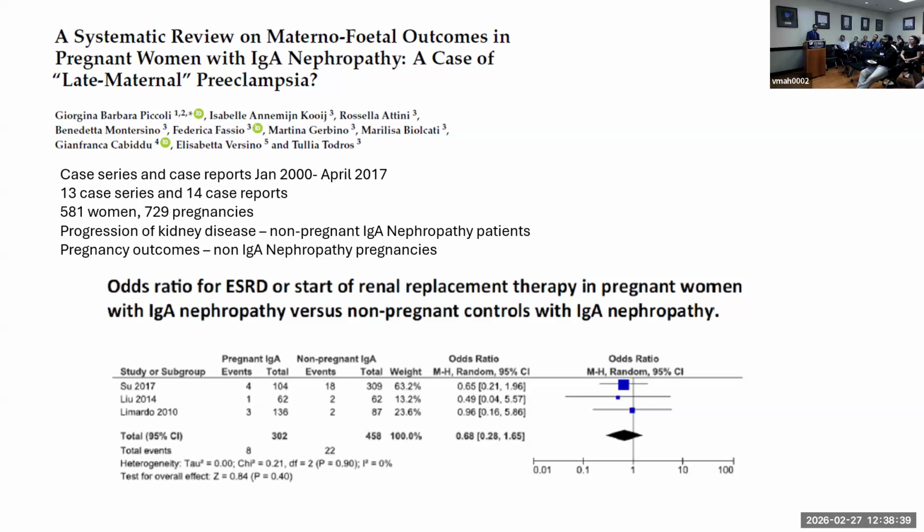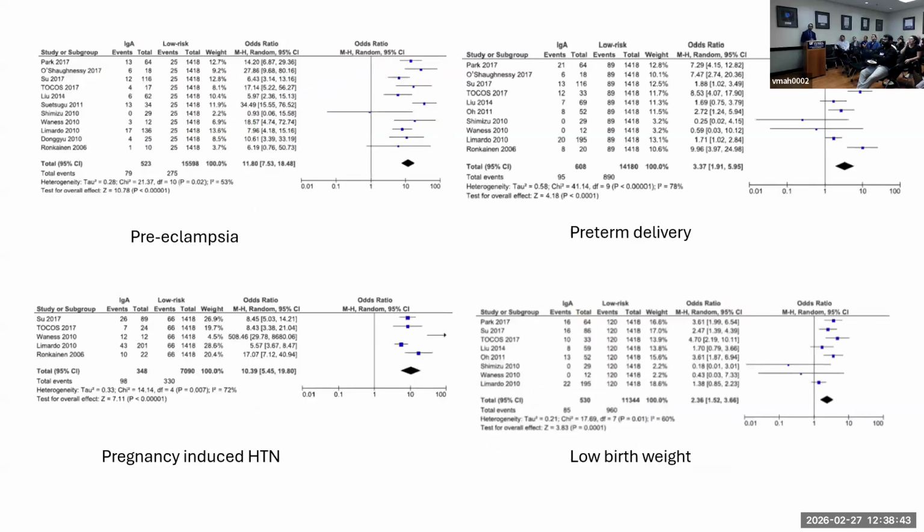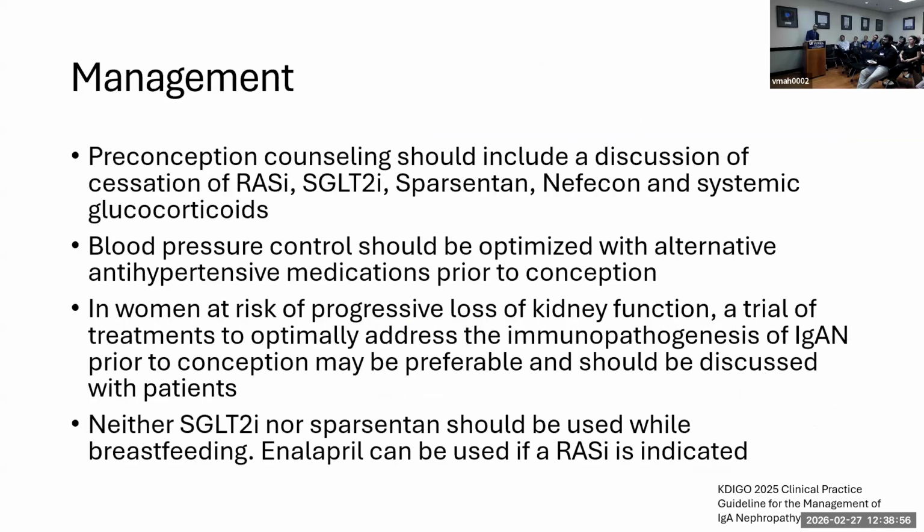Similar to before, they found no significant increased odds for progressing to end-stage kidney disease or needing renal replacement therapy in patients with IgA nephropathy versus not. They did, however, find increased risk of preeclampsia, preterm delivery, pregnancy-induced hypertension, and low birth weight in patients with IgA nephropathy and pregnancy, and these were quite elevated odds ratios.